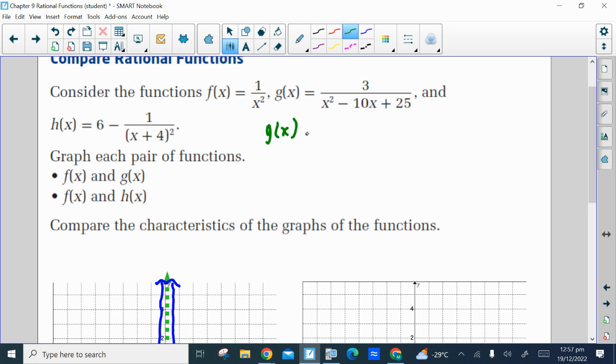But the other thing we can do is factor the bottom. The factor of the bottom would be x minus 5 all squared. x minus 5, x minus 5. So based on that, we can say two things. As I said already, compared to f of x, g is vertically stretched by a factor of 3. a equals 3, so we have a vertical stretch by 3.